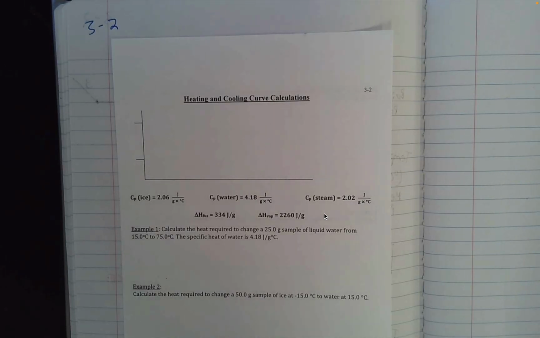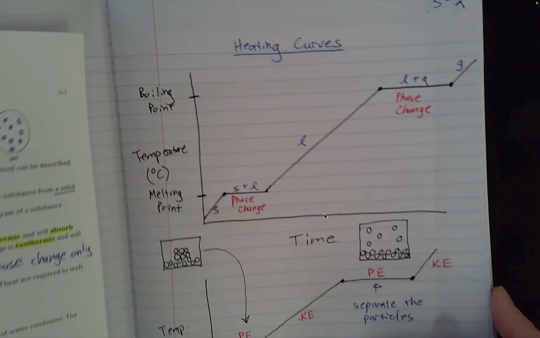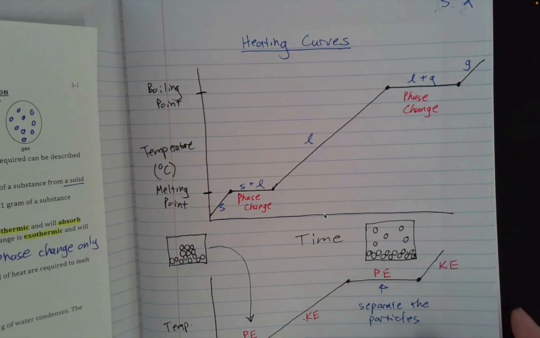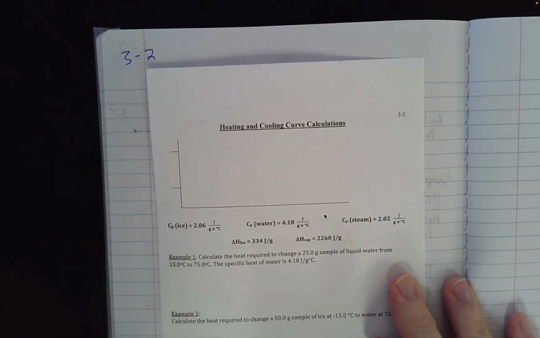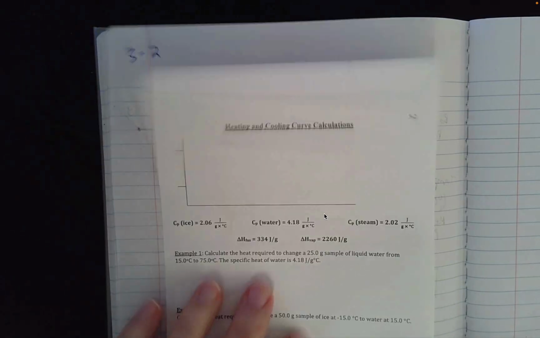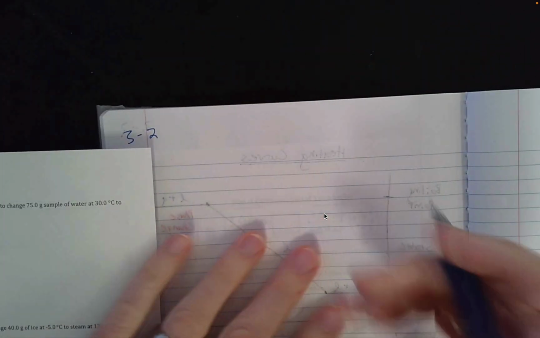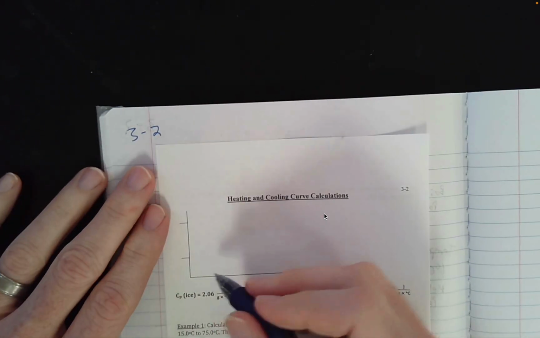We talked about heating curves in the previous lesson. If you haven't done that, make sure you go back and check that. And now we're going to look at heating and cooling curve calculations. So this will probably take 2 pages. But if we look at a heating curve, I'll just draw one.